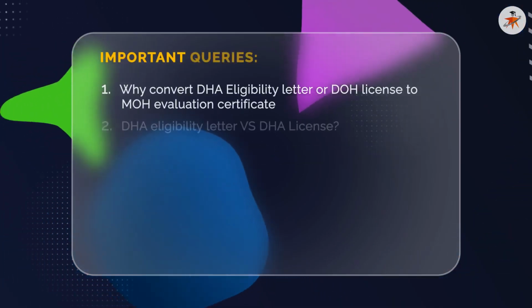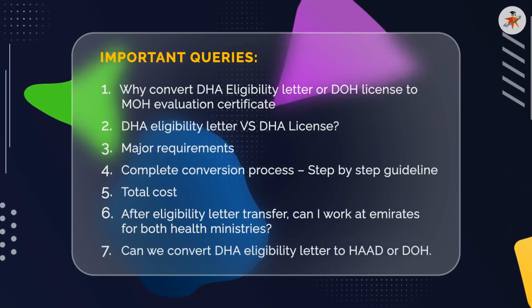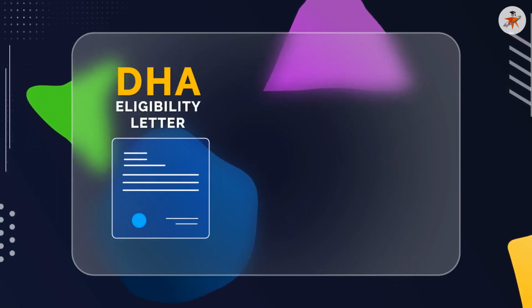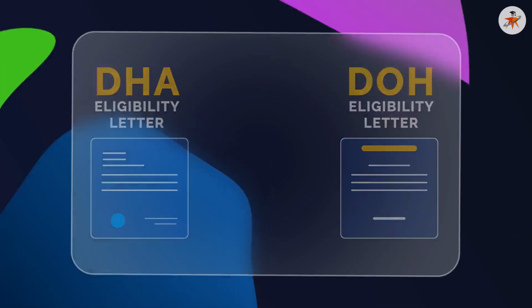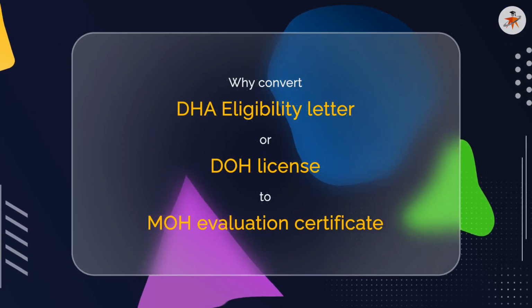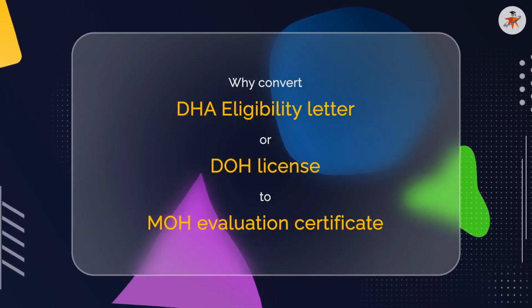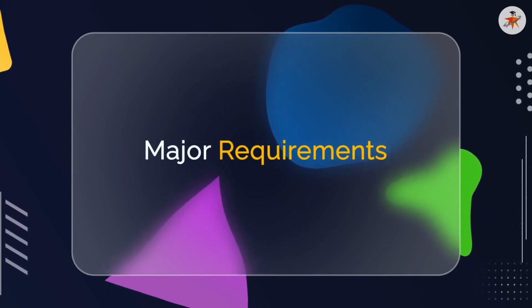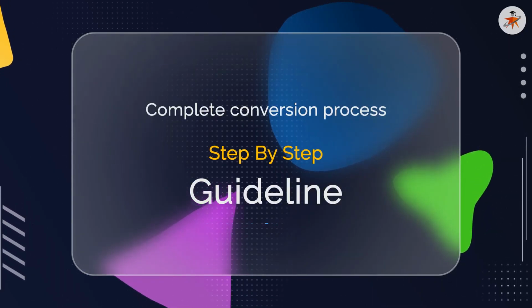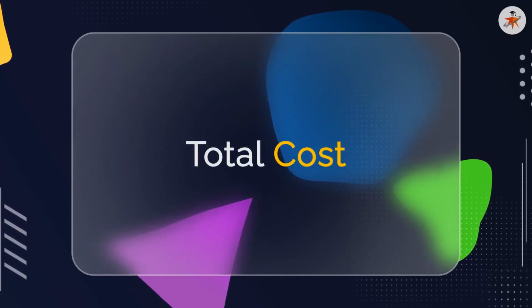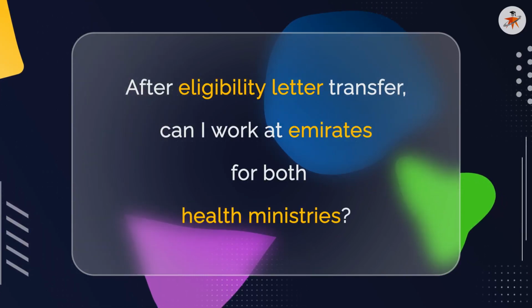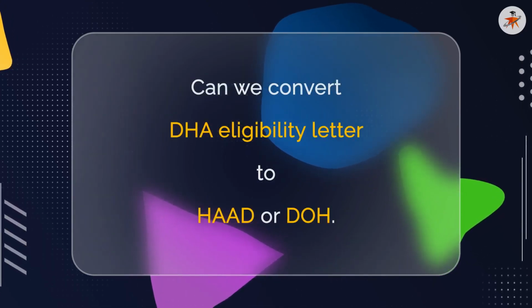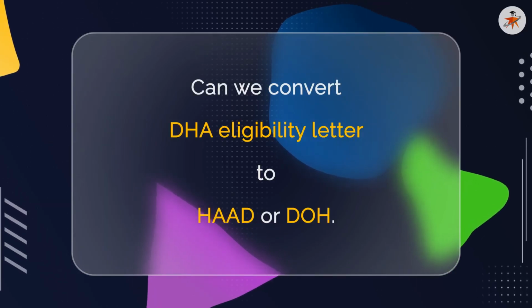In this video, we are going to discuss some repetitive queries by healthcare professionals regarding the confusion while transferring DHA Eligibility Letter to MOH Evaluation Certificate, or HAAD, which is DOH. Let's explore the possible reasons behind this conversion and find out the difference between DHA Eligibility Letter and DHA License, complete transfer process, major requirements for this conversion, step-by-step guidelines for the whole process, estimated cost, as well as ability to work under DHA Health Ministry after the transfer process. In the end, we will find out if we can convert DHA Eligibility Letter to HAAD or DOH, which is Department of Health, Abu Dhabi.